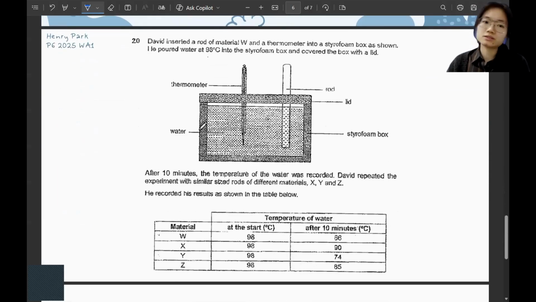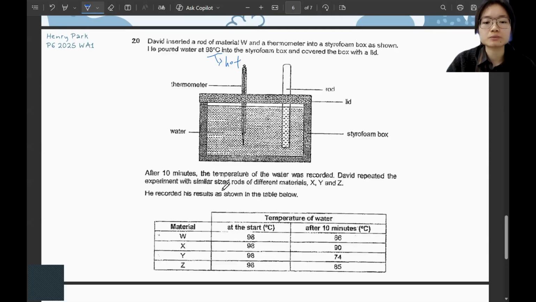Number 20. Let's see if we can identify the topic for this. David inserted a rod of material W and a thermometer into a styrofoam box as shown. He poured water at 98 degrees into the styrofoam and covered the box with a lid. So we know 98 degrees is very hot, right? So there's hot water, and this is how the setup is like. Then after 10 minutes, the temperature of water was recorded.